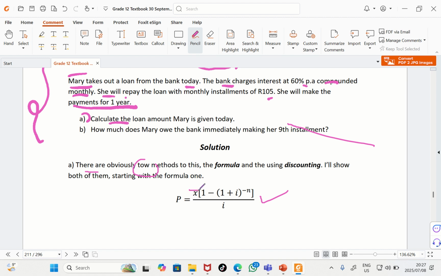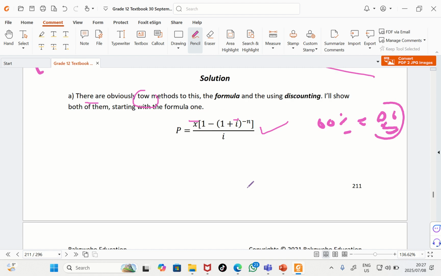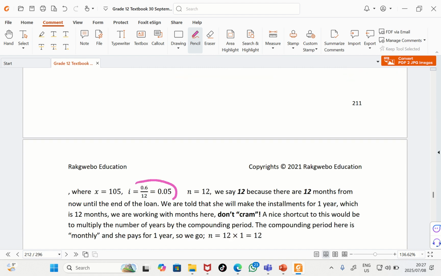So in place of the X, we put the 105. In place of the i, we put the interest. And how do you calculate the interest? This is per annum, so you go 60 divided by 100, which is 0.6. Then you split it into 12 because it compounds monthly. If it was quarterly, then divide it by 4. This gives us 0.05.